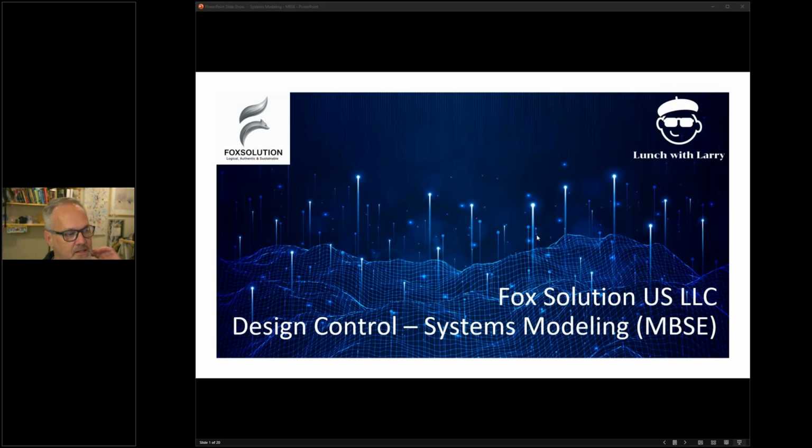So today is the second in the series. Last time we talked about requirements management and an introduction to design control. Today we're going to talk about systems modeling or model-based systems engineering as a topic and how it relates to the requirement set that we were talking about before. So that's what the topic is today. I'll record it and we'll post it up on YouTube if you are curious. So we'll send that out in a subsequent email as we go along.